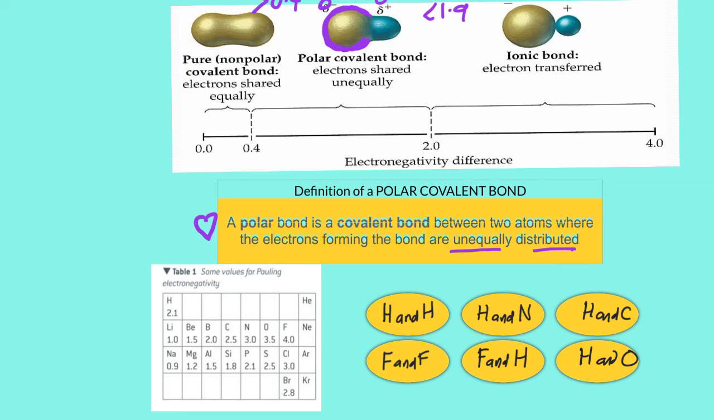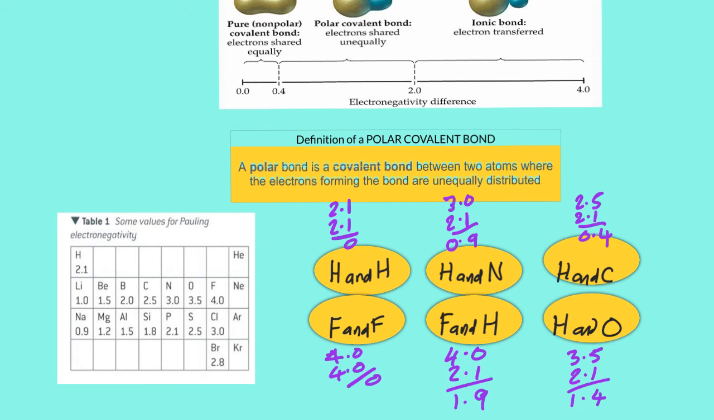So let's have a look at some covalently bonded molecules here and decide, are they pure covalent or polar covalent? So here are those covalent bonds again. If you've got two non-metal atoms with the same electronegativity, obviously the difference in electronegativity is 0, so that's going to be a pure non-polar covalent bond. But here, when hydrogen bonds with nitrogen, the difference in electronegativity is now 0.9, and that is definitely a polar covalent bond.